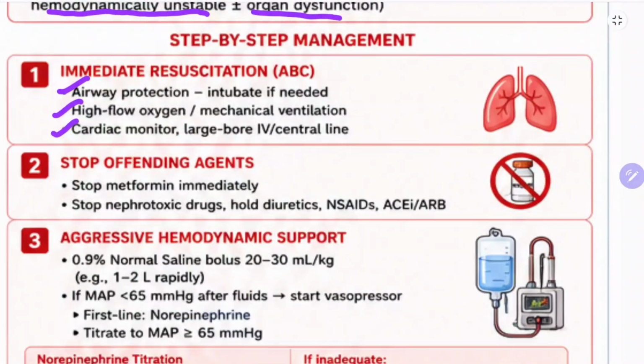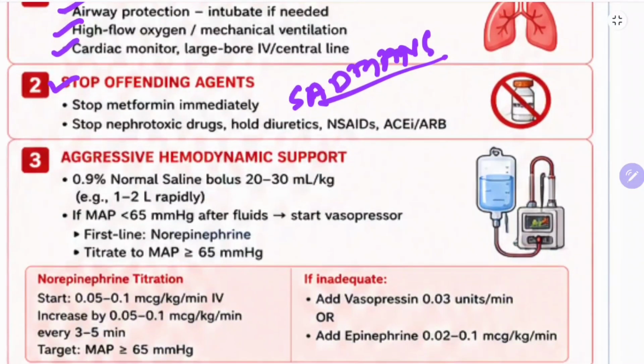line. Stop offending agents. SADMANS should be stopped. Aggressive hemodynamic support: 0.9% normal saline bolus at a rate of 20 to 30 ml per kg, 1 to 2 liters rapidly.